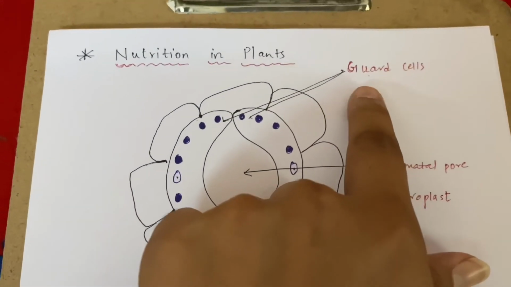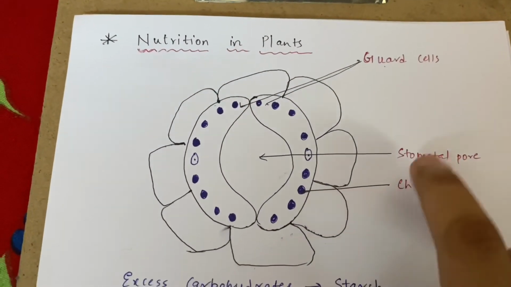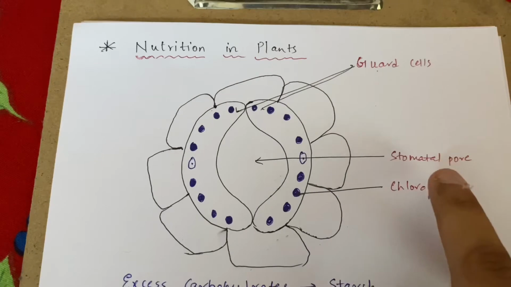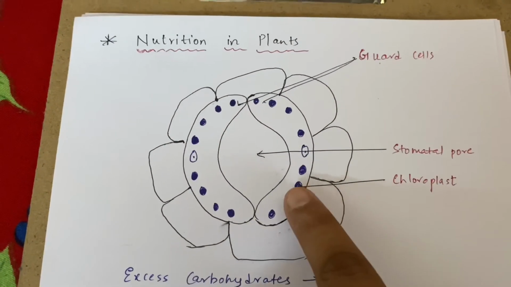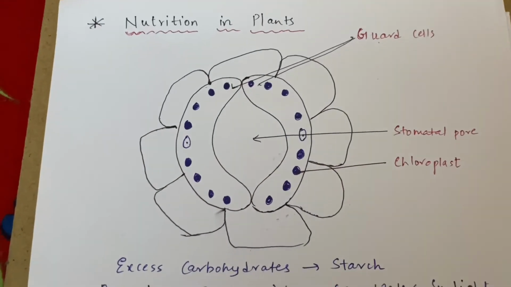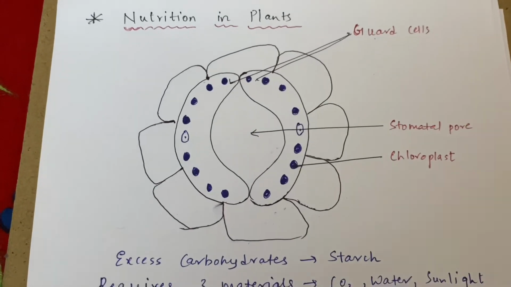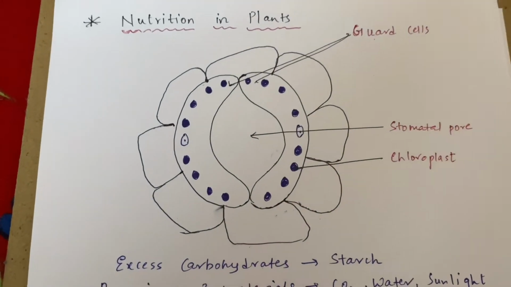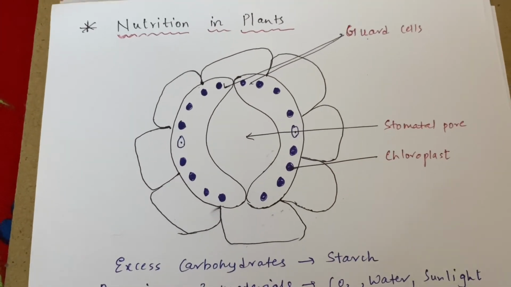Now what are these guard cells? They open and close the stomata pores. The function of the guard cell is to open and close these stomata pores. In the chloroplast you have chlorophyll, which performs the functions of photosynthesis, correct? So when the food is manufactured, the carbohydrates obtained in the plants, that is the energy, is obtained by the plants, and that energy is used for the cellular needs, correct?